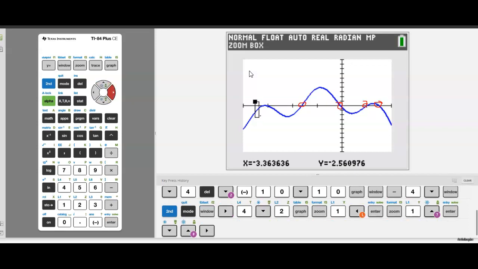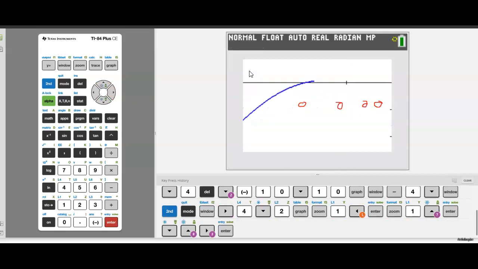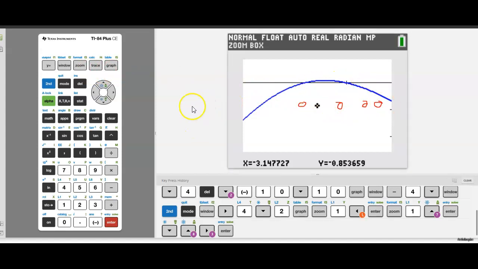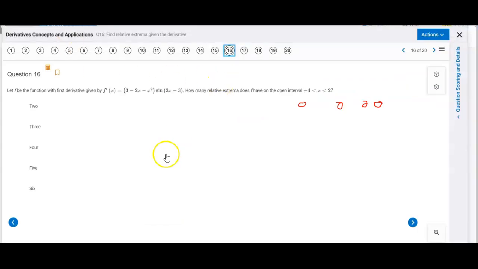And then we're just going to trace out a little box around it, and we push Enter again to see. Yep, sure enough, it's hitting it twice. So we had 4 to begin with, and it's hitting it 2 more times. That's a total of 6 times it's touching that x-axis. And so the answer here would be 6.